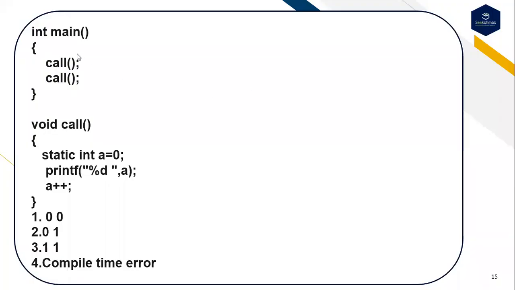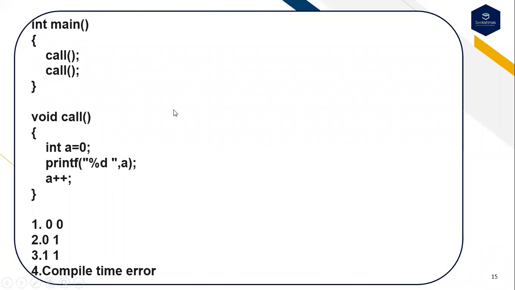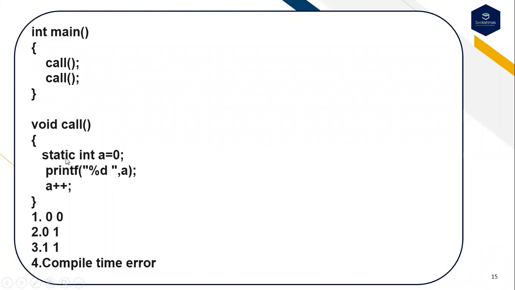This is the second question. int main, the same program only, but with a little bit of alteration. I have added the static keyword here compared to the previous one. In the previous one, there was no static here, and now I have added the static. These are the following options. First option is 0 and 0. Second option is 0, 1. Third option is 1, 1. Fourth one is compile time error. You can predict the output of this code now.